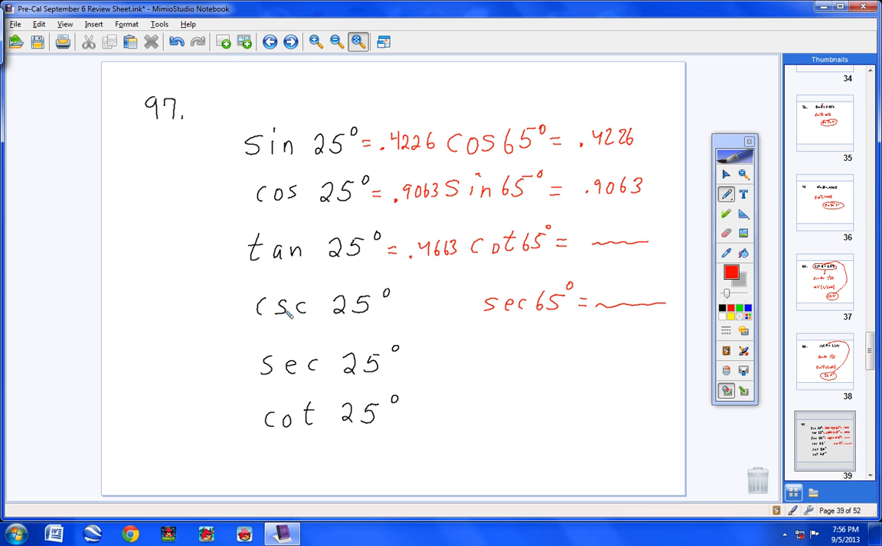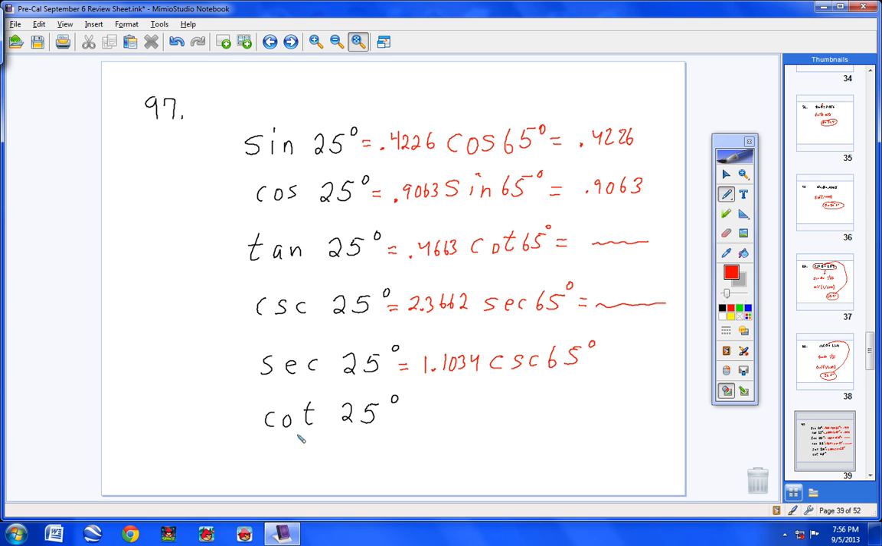Now I have cosecant and secant, they're cofunctions. 25 and 65 add up to 90, so they have to have the same answer. So the cosecant of 25 would be 2.3662. Now here's secant. The cofunction of secant is cosecant. Cosecant of 65. And so notice I have secant and cosecant. 25 plus 65 is 90. So whatever the cosecant of 65 is, then that would also be the same answer for secant of 25. And that answer would be 1.1034.